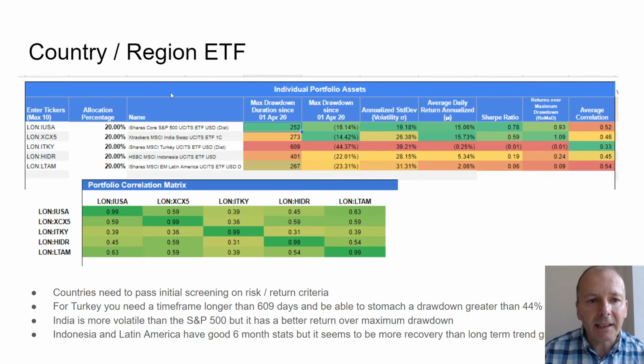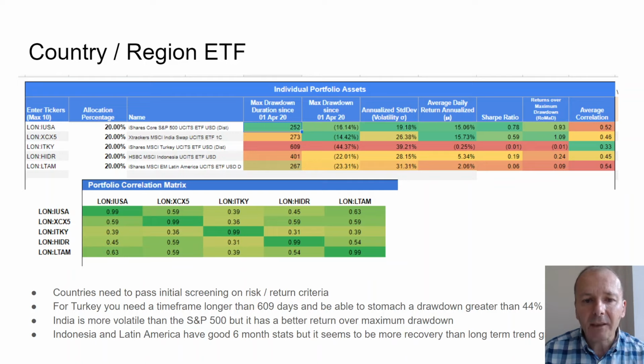So first up is country and region ETFs. Here are some that are currently performing well on a 6-month momentum basis, but we really need to screen out some countries that we're just not really interested in, because what we're looking to do is hold the investment through a cycle and be able to put up with the extent of the drawdown. So we've got like 14% here, and the duration of the drawdown as well. When we look at Turkey, a 44% loss you could potentially see lasting for 609 days. So that's just really horrible.